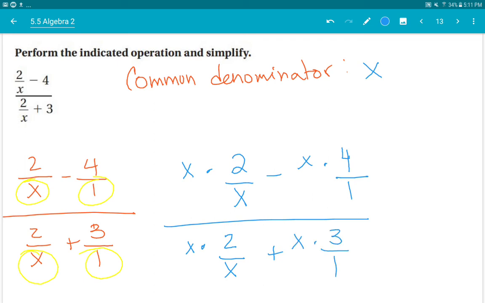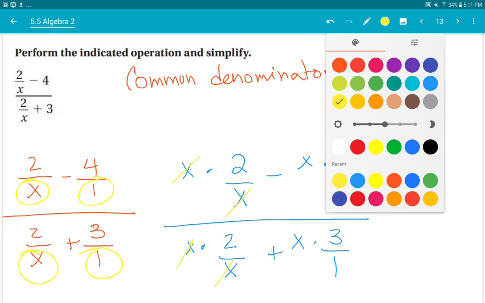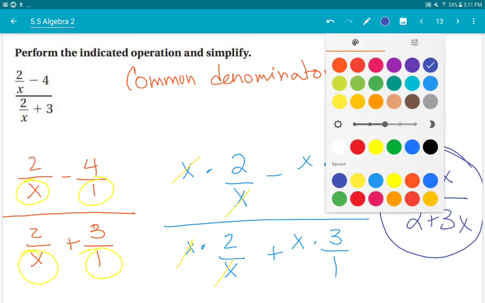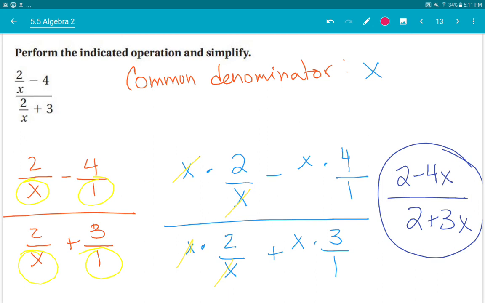Okay, and now look at the beauty of doing this. x and x are going to cancel, x and x are going to cancel here. Do I have any fractions now? I have 2 minus 4x over 2 plus 3x, and that's your answer. Notice what happened here: the x is canceled, 2 is by itself, so that's where we get the 2. x times 4 gives me 4x. The x is canceled here, 2 is by itself, so there's the 2. And then x times 3 gives me 3x. No complex fraction, it's just a simple fraction now.